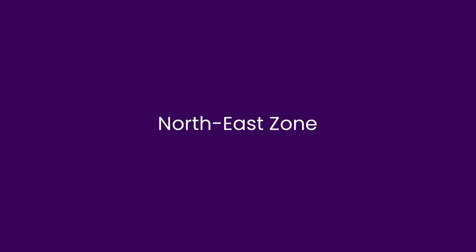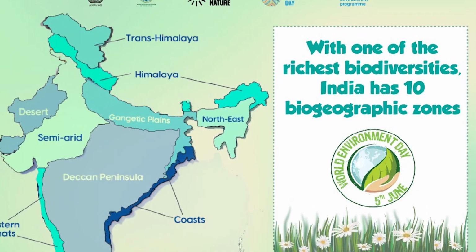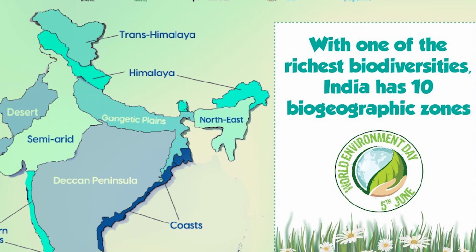their banks. Next, we have the Northeast zone, one of the most biologically rich areas in India. Think of dense forests and diverse ecosystems. This region is home to numerous endemic and endangered species, making it a priority for conservation efforts.